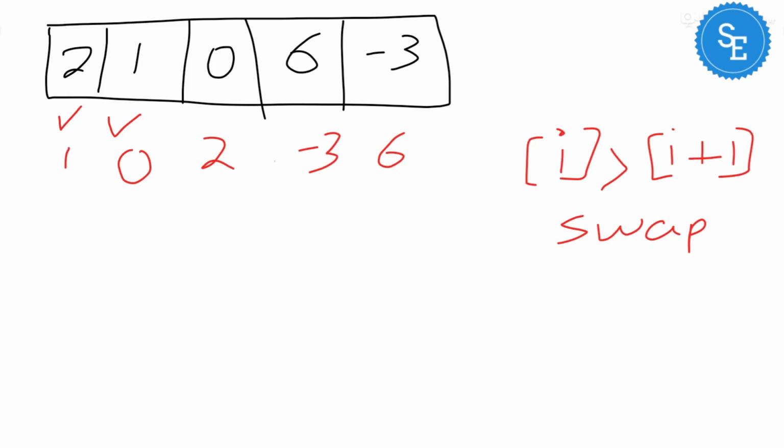So now we can compare only this part, and again we will do the same process. Now we need to again compare 1 and 0. Is 1 greater than 0? Yes. So what should we do? We should be doing a swap. So we will put 0 here and 1 here.